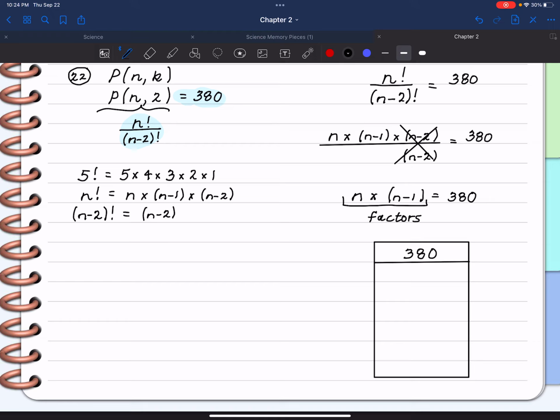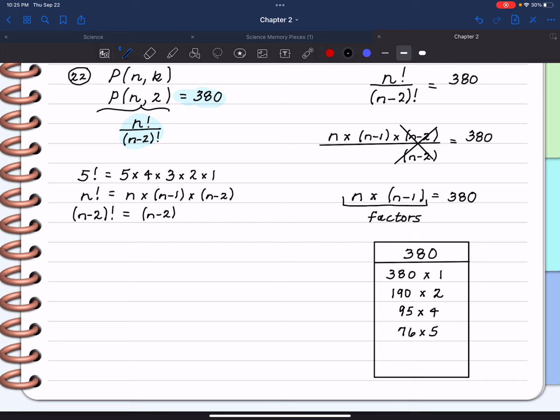So what are some ways that I could make 380 using multiplication? Well, using my calculator, I know that I could say 380 times 1. That would work. 190 times 2 would work. 380 divided by 3 is not even. 380 divided by 4 is 95, so 95 times 4. 380 divided by 5 would be 76 times 5.